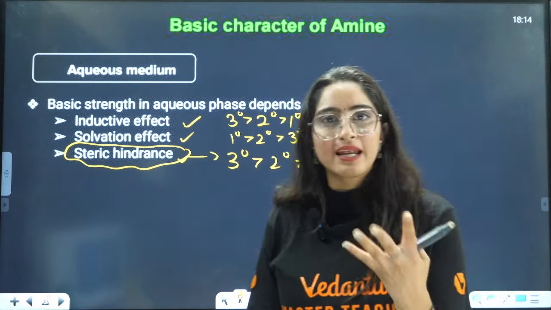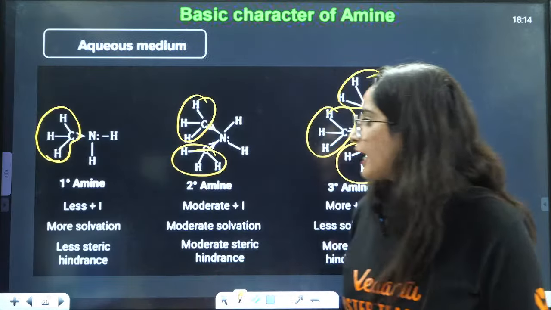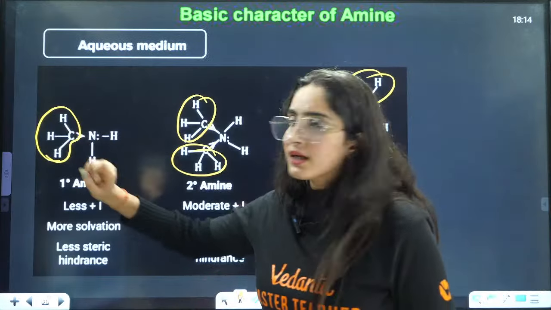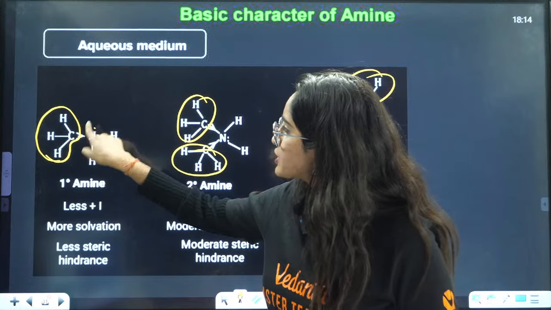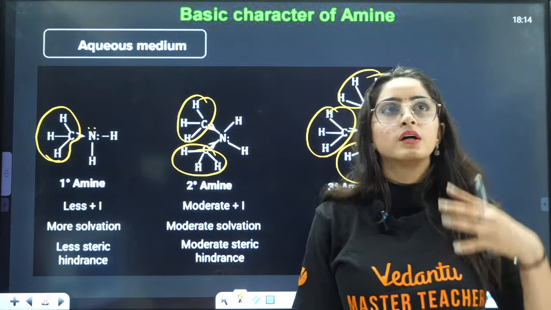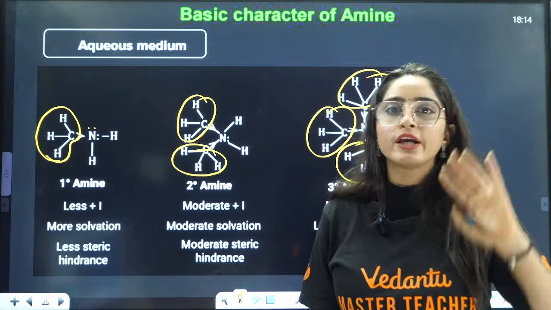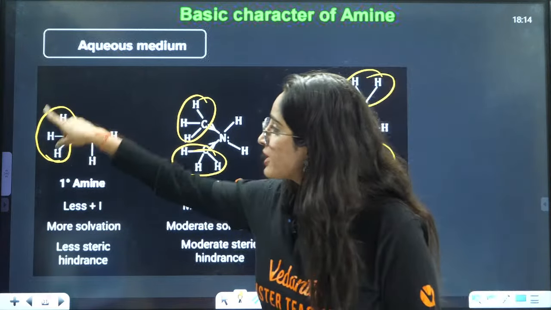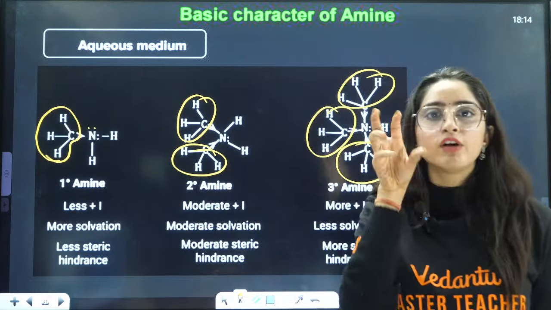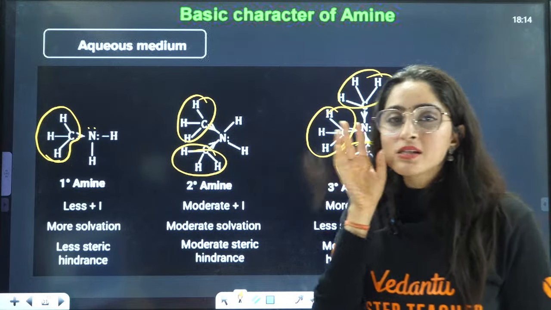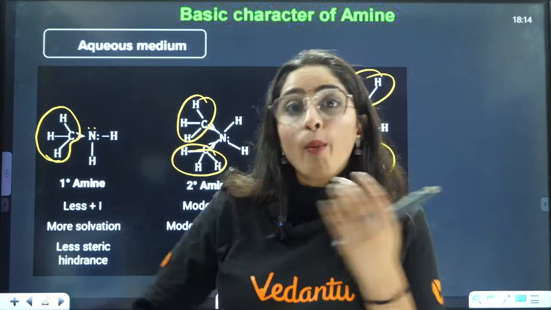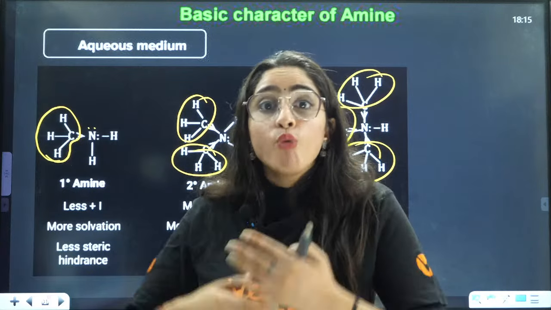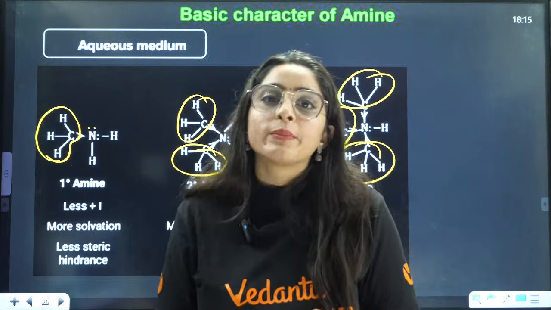Now tell me one thing. If it is very crowded and the lone pair wants to accept some hydrogen or anything from outside, then if there is more steric hindrance, it will be difficult for it to accept it. That means steric hindrance is opposite to basicity. The more the steric hindrance, the lesser the basicity.